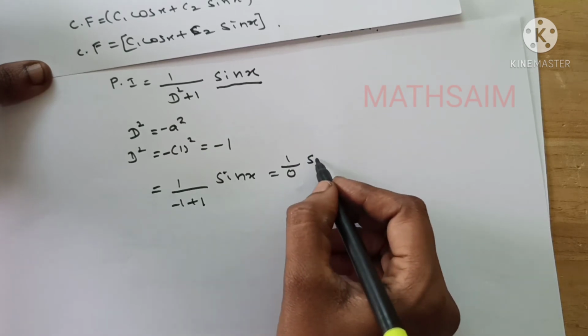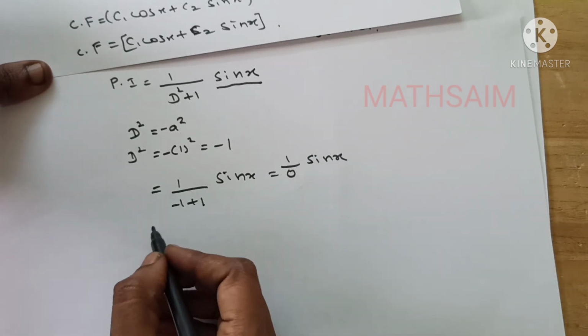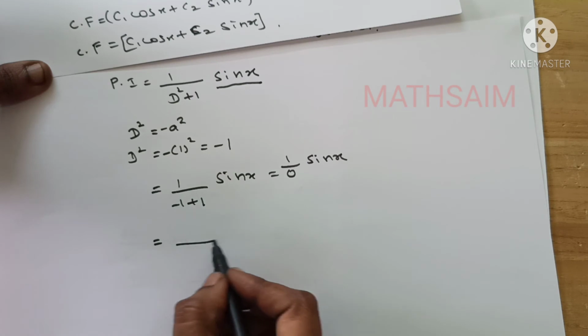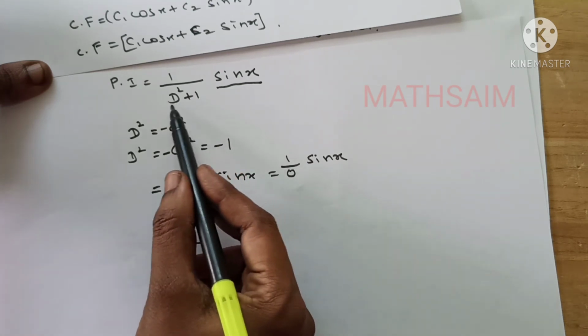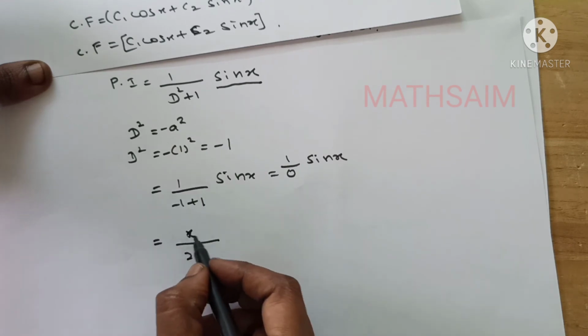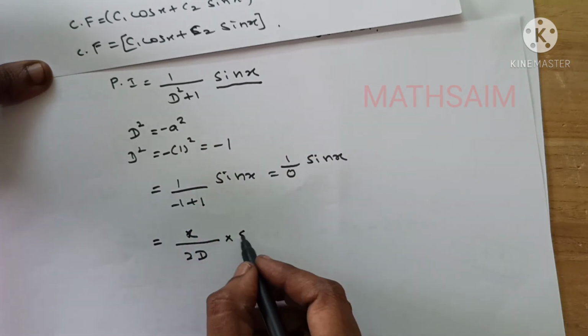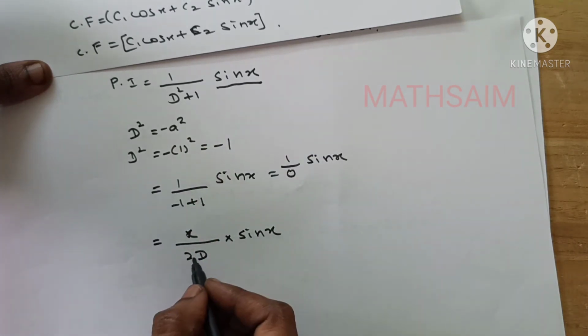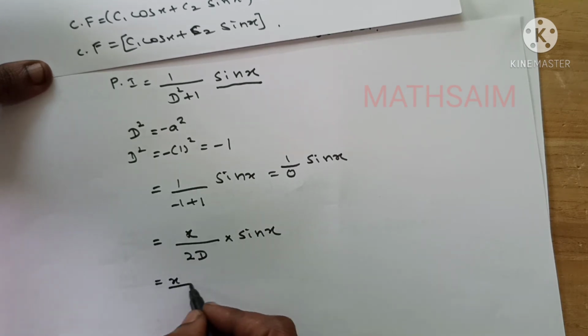If you are getting 0 in the denominator, what do we have to do? We have to differentiate the denominator with respect to D. The differentiation of this is 2D. And we have to multiply x in the numerator and then write the sin x. Now you just keep this x and 2 as it is.